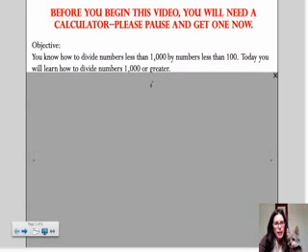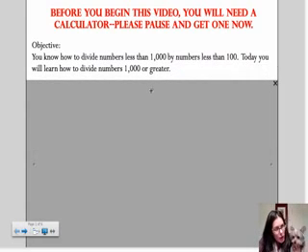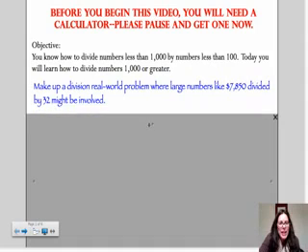Okay, so Hucky, do you want to read the objective? Huck says, you know how to divide numbers less than 1,000 by numbers less than 100. Today, you will learn how to divide numbers 1,000 or greater.